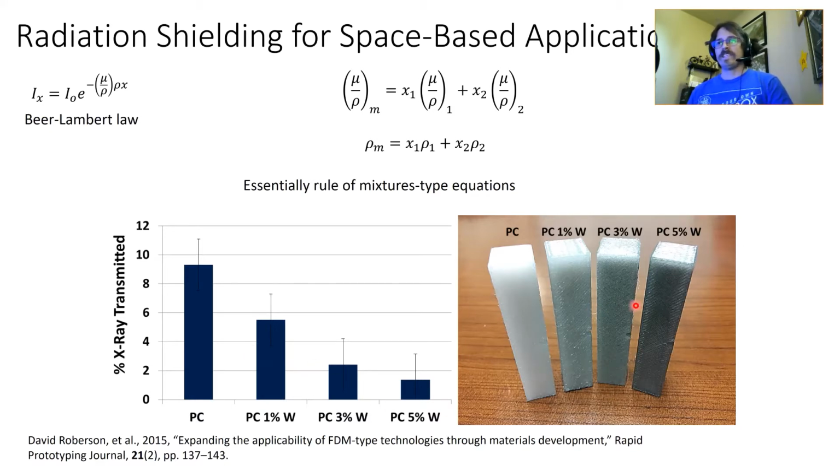And then here are some examples. These are actually Izod impact tests that we did for this study. So this is pure polycarbonate, loaded with 1% tungsten going all the way to 5% tungsten. You can see the difference in just the color that occurred by loading more and more tungsten. It was pretty cool because for a really, really low weight percent, we were able to block out a reasonably high amount of X radiation according to our results.